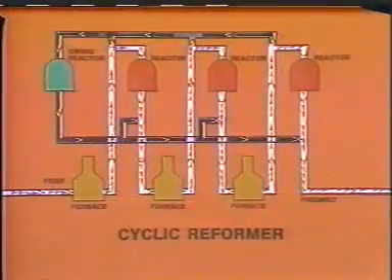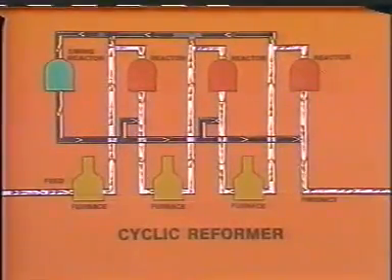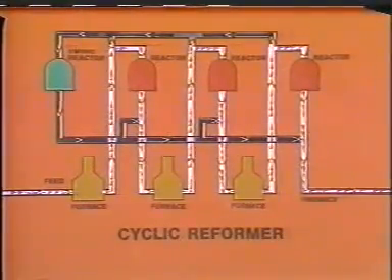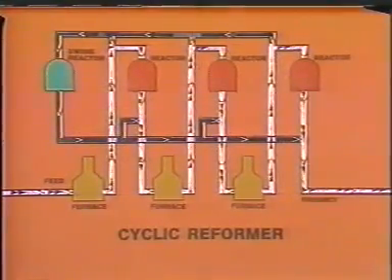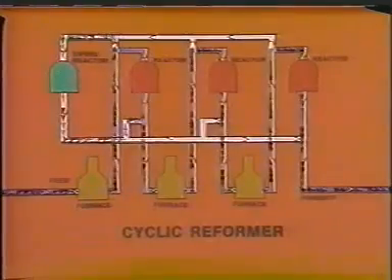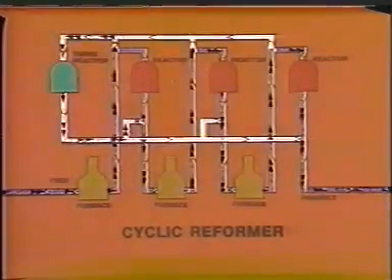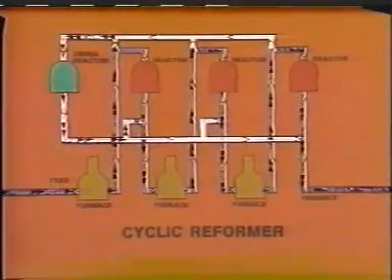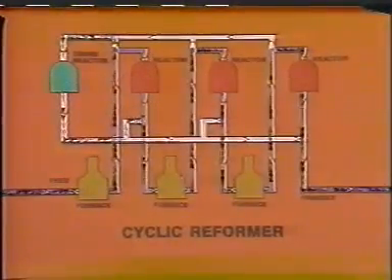Some units are equipped with a swing reactor so that part of the catalyst in the system can be regenerated while the other 3 reactors are in operation. This is called a cyclic reformer. Because the catalyst is cleaned in cycles, it is not necessary to shut down the unit for regeneration.